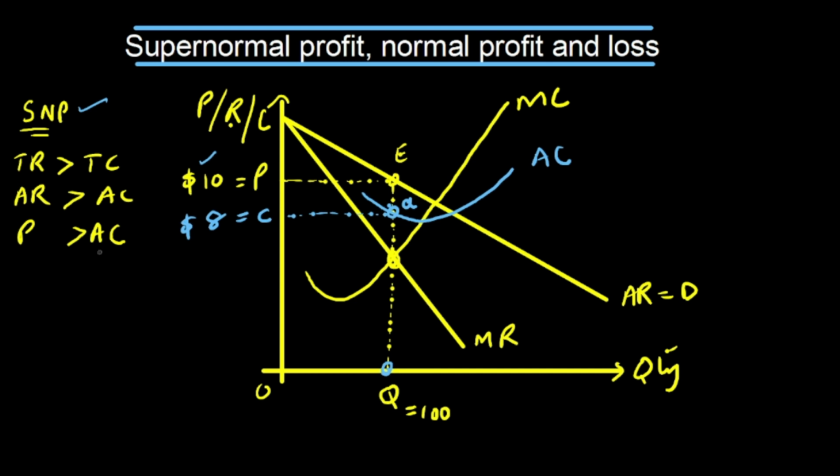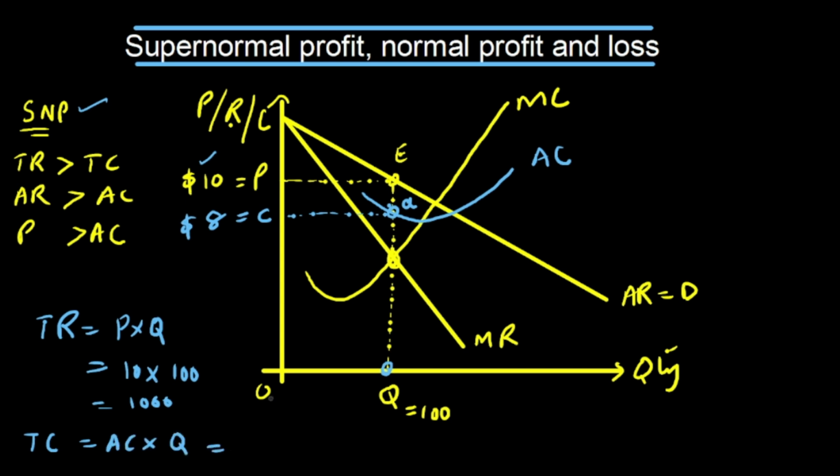Now we can find out total revenue and total cost, and then profit. So total revenue, TR stands for total revenue, is equal to P into Q. P stands for price, Q stands for quantity. So price is 10 into quantity is 100. So 10 into 100 will give us total revenue, that is equal to 1000, right? So this is 1000. Now we have to find out total cost, and total cost is equal to average cost multiplied by quantity, and we have average cost equal to $8, and quantity equal to 100. So 8 into 100 is equal to 800. So we found total cost equal to 800 and total revenue equal to 1000.